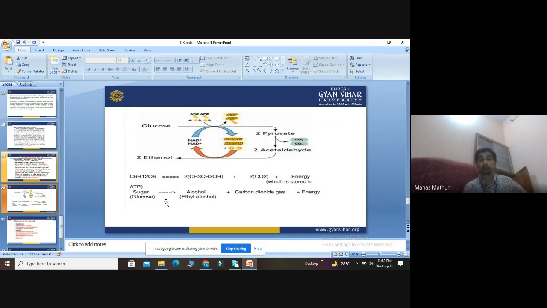So from glucose, we produce two molecules of ethanol using two pyruvate and two molecules of aldehyde as the intermediate molecules. The exchange of CO2 gases, reduction of NAD to NADH, ADP is converted to ATP.